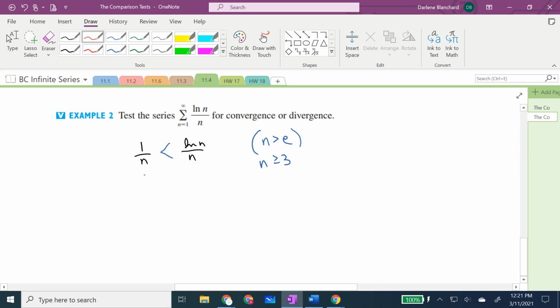Now, if I do use 1 over n to compare it to, is 1 over n a converge or a diverge? It's a diverge. And if I'm using the comparison test, I need to be bigger than a diverge. I am, so I'm good. This works. I either want to be bigger than a diverge or smaller than a converge.